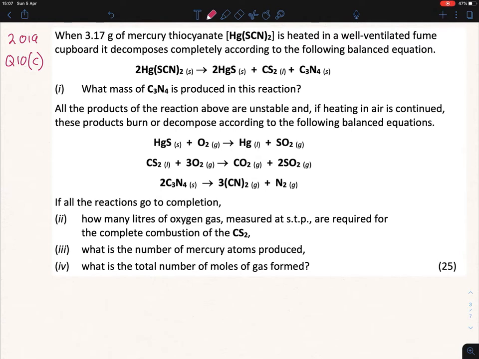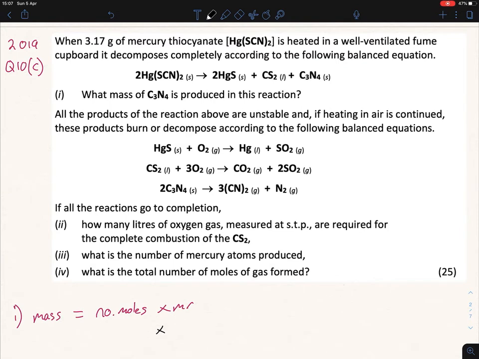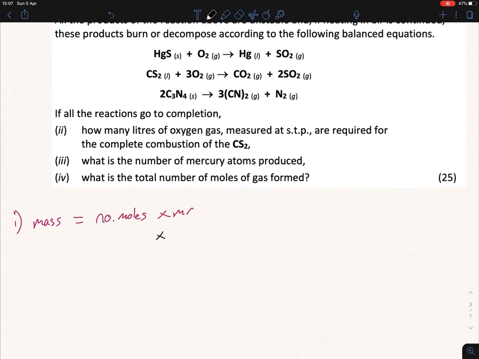Starting off there, we're asked what mass of C3N4 is produced. So that's our C3N4. I just go straight to the formula. A lot of this question is knowing the formulas off by heart. The mass equals the number of moles times the MR. And if we do that outright, we'll get the mass of your C3N4 there. The MR you're going to get is 92. The number of moles we don't know just yet, so we have to use our ratio formula for that, which is pretty standard at this stage.